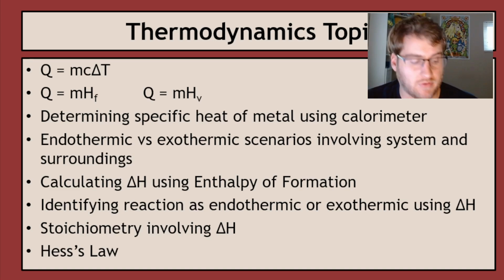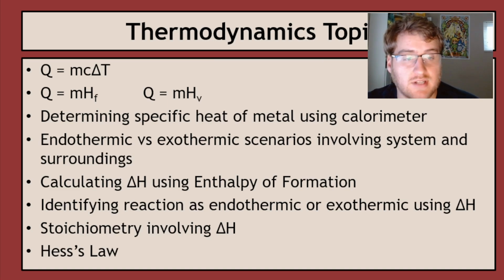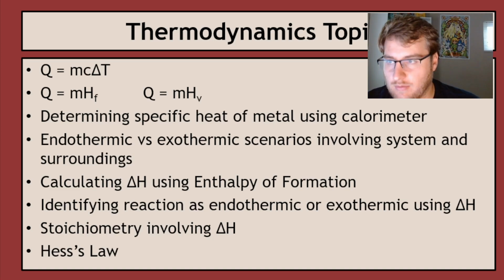The topics we're going to go over for thermodynamics include all of these formulas, our calorimetry formulas: Q equals mcΔT, Q equals mHf, Q equals mHv, and how to use those. Determining the specific heat of a metal using a calorimeter, just like in our lab. Find the c of an unknown metal. And then a lot of looking at endothermic versus exothermic, scenarios involving the words system and surroundings, which can make things very confusing. And then calculating delta H using the enthalpy of formation. Identifying a reaction as endothermic or exothermic using delta H, that part's easy. Stoichiometry involving delta H, and then Hess's law to end it out with.